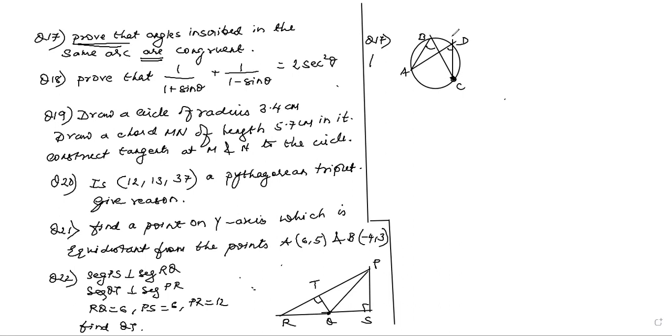Inscribed in arc ADC. Arc ABC and arc ADC are two different names, but they are the name of the same arc. Different names of the same arc. So I can call it arc ABC. That doesn't matter. So you can see here what is given. Given is this picture. Angle ABC and angle ADC are inscribed in the same arc ABC.